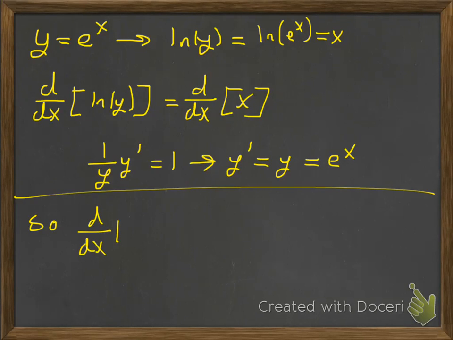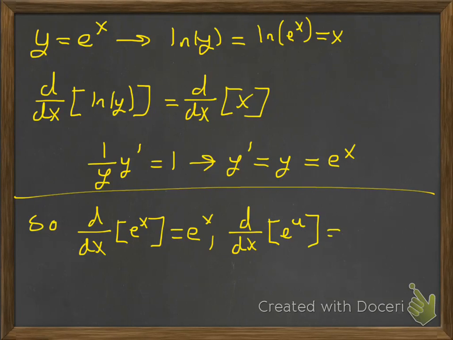And if we take the derivative of an e to the u, where we have some differentiable function u in terms of x, by the chain rule, the derivative of e to the u is e to the u times u prime. So we're just going to do a couple examples of that.